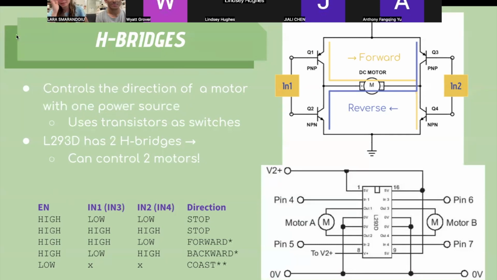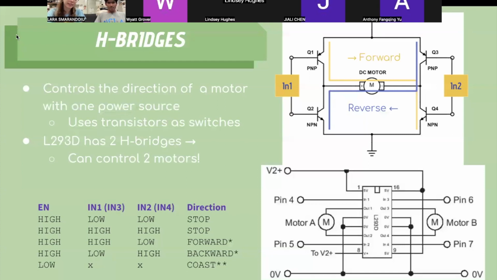Okay, so basically, the H-bridge is another type of integrated circuit that we're going to be using. Sorry, the H-bridge is not technically an integrated circuit, it's just a circuit. And our integrated circuit is called the L293D, which has two of these circuits inside of it. Essentially, the H-bridge allows us to control the direction of a motor with one power source.